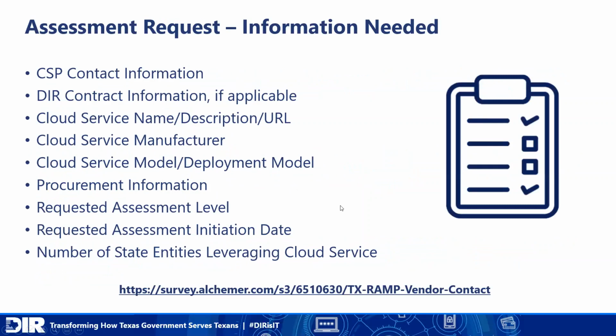Here's some of the information that is required to complete that assessment request form. So we're going to need, obviously, the cloud service provider contact information, name, if there's a DIR contract currently, that's if applicable, from the vendor side, information about the cloud service itself, procurement information, is this a current contract, is it up for renewal, et cetera. All this kind of information helps us prioritize and make sure that we're focusing on the things that need to be focused on first and foremost.